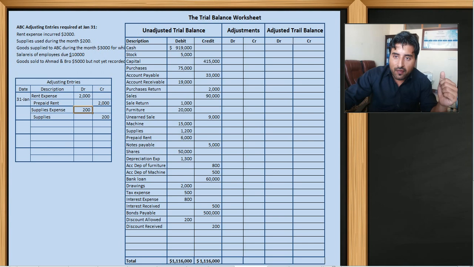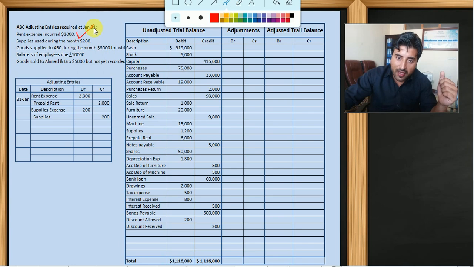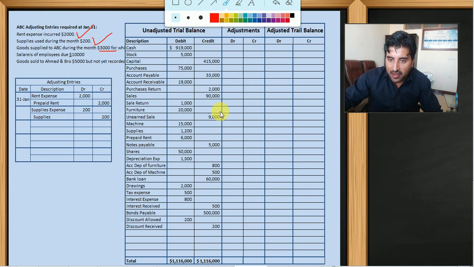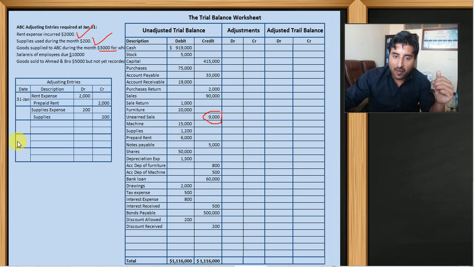So next, we recorded the first transaction, the second one, and the third one is goods supplied to ABC during the month, $3,000. It means we have a liability, right? How much liability do we have? $9,000. We had received cash, right? But out of the $9,000, now we have supplied $3,000 of goods. So we can claim that $9,000 should be reduced by $3,000. So that is why we have to debit what? The unearned sale account, and we have to credit the sale account.